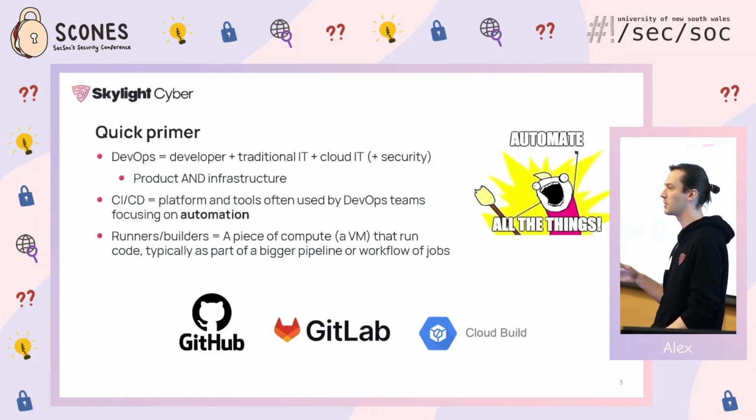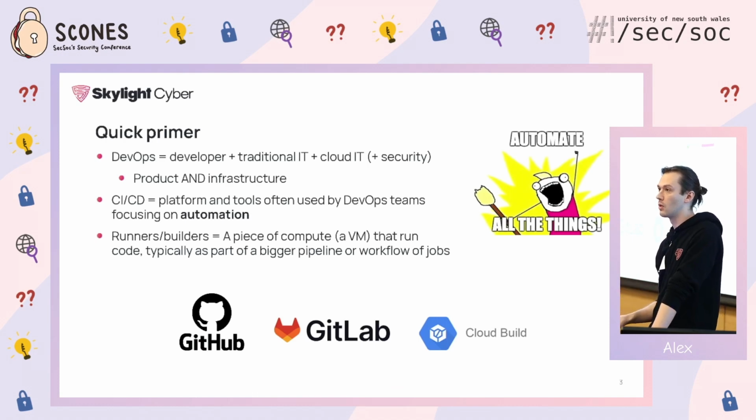If you don't care to remember these terms, just think automation. Think developers and IT people are very lazy. We like to automate things. And this is where runners, or sometimes they're referred to as builders, come in. I'm going to call them runners for this.